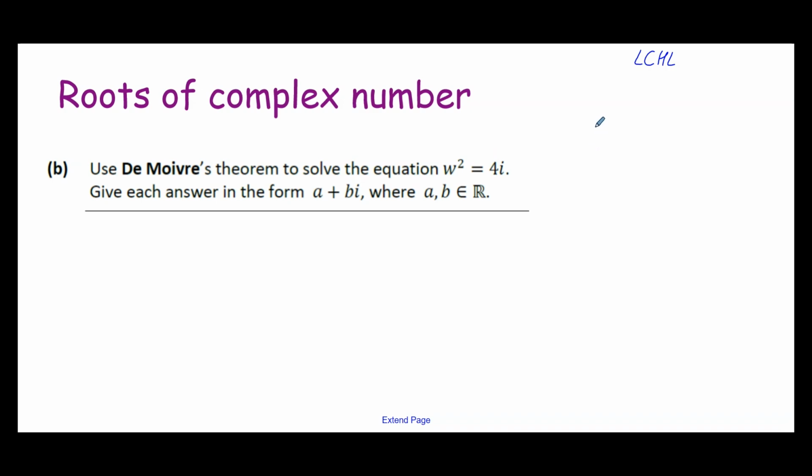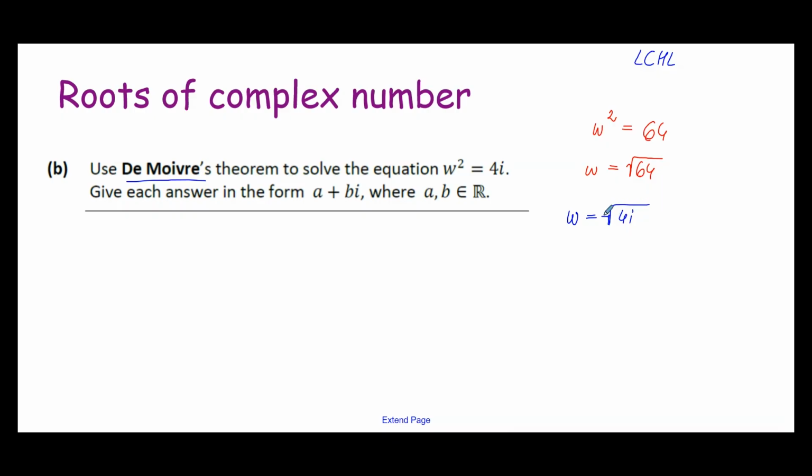So let's say that was any other situation, w to the power of 2 equals, I don't know, 64. So how do I find w? I will take the square root of the other side, isn't it? So the same idea here, w will equal the square root of 4i, but we don't have any way of dealing with that. So we need to change that square root, because we have the theorem, De Moivre's theorem, and that theorem has to do with powers.